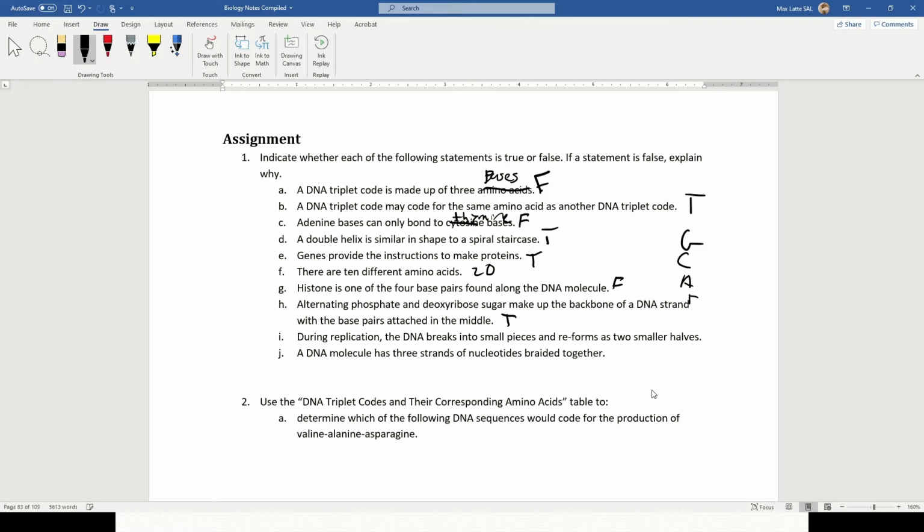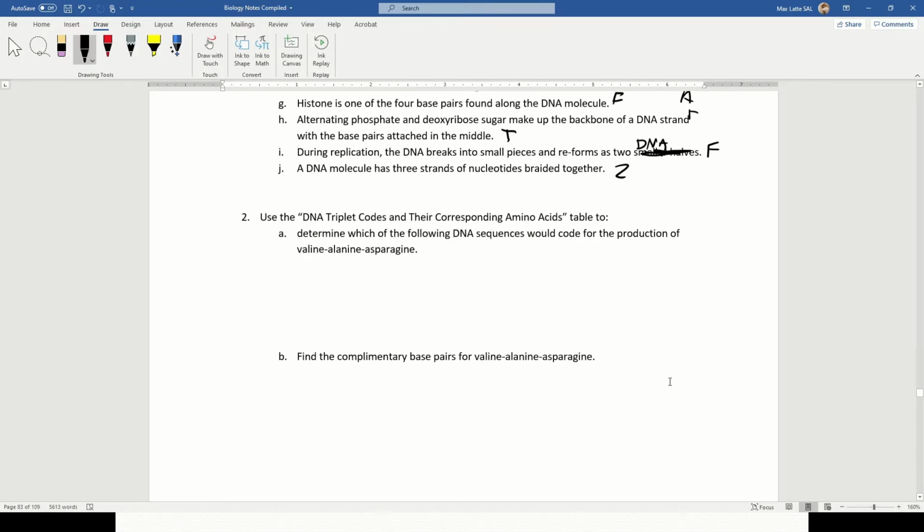Alternating phosphate and deoxyribose sugar make up the backbone of the DNA with the base pairs attached in the middle. Yeah, that's good. During replication, the DNA breaks into smaller pieces and reforms into 2 smaller halves. I don't know. It's not really smaller halves. It breaks in half and then makes 2 DNA strands. I don't know. False. Hard to tell with that one. A DNA molecule has 3 strands of nucleotides braided together. No, it's just 2.